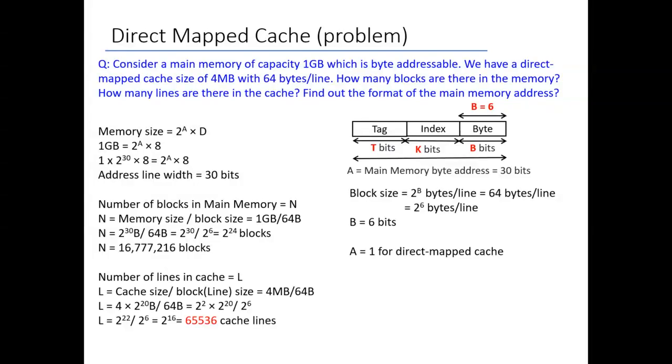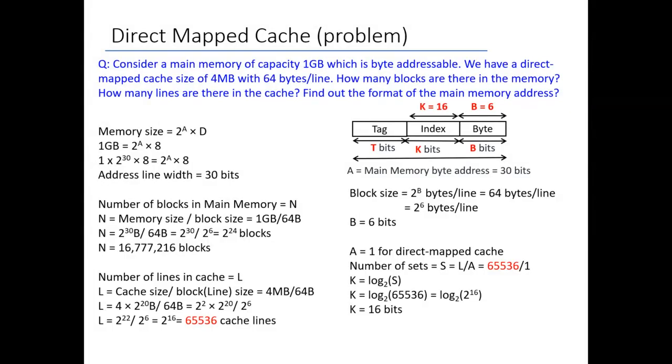We have computed B. Okay, what is A? Please remember, A is 1 for a direct map cache. What is the total number of lines? The total number of lines is S multiplied by A. So how can we compute S? S is equal to L divided by A, and we computed L here. L is the total number of lines, which is 65,536 divided by 1. So what is K? K is log 2 of S, so K is log 2 of 65,536. How many bits are required for the index field? 16. Okay. Now, how many bits will be required for the tag field? Can you tell me?